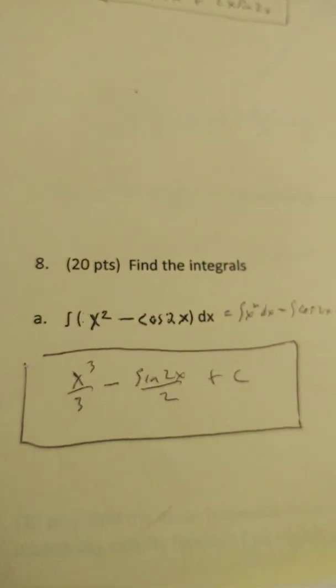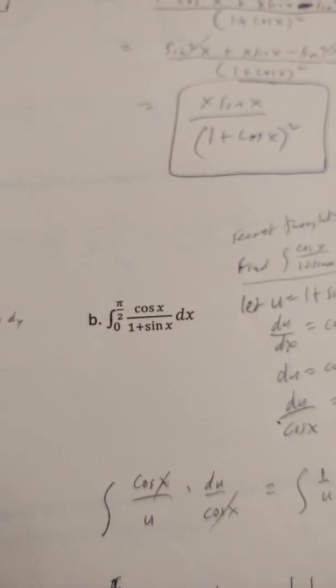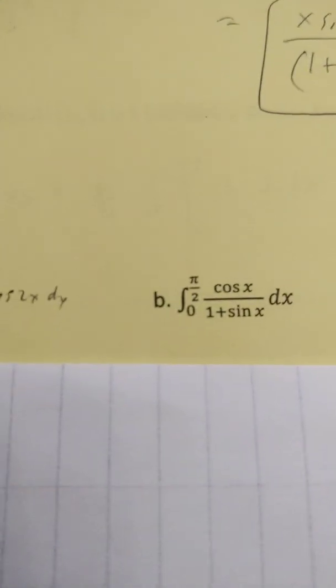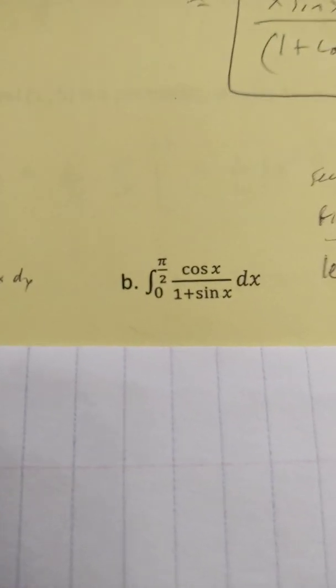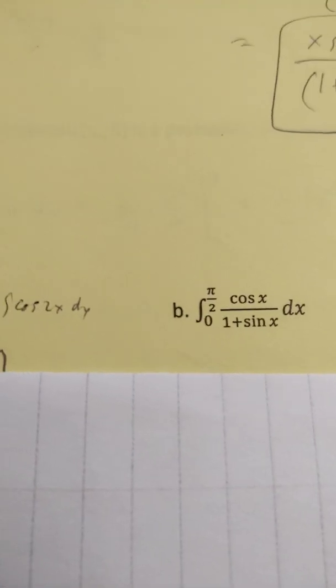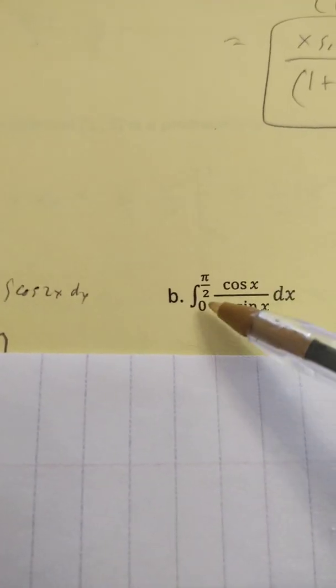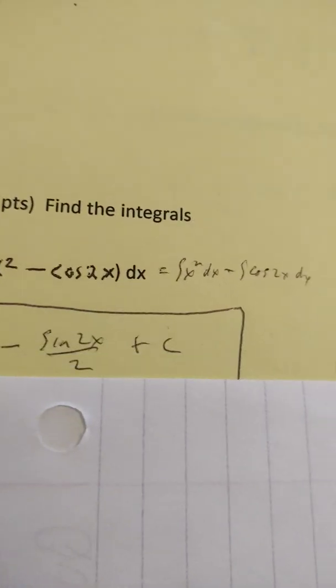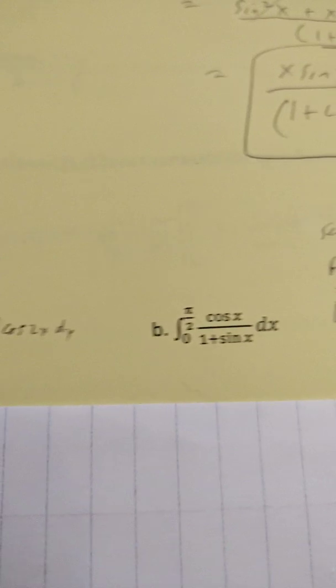Okay, one more question, and that will be it for today's video. And I'll post more videos. So this looks interesting. It's a definite integral, so we should get a number answer. Definite integrals have a number answer. These are definite integrals because we have numbers here. Whereas if you have an indefinite integral, you always get that plus c at the end.